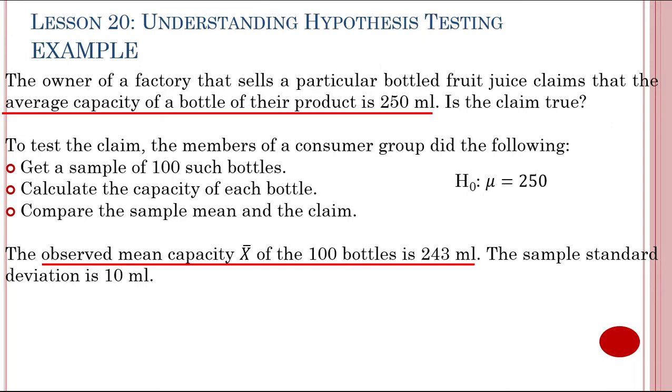So, ibig sabihin, ano nangyari? Mula sa 250, ang sukat lang daw nila ay 243. So, therefore, we can say that the alternative hypothesis, H sub 1, the mean is less than 250. Bakit less than 250? Kasi yung measurement nila rito ay 243. Nakuha ba? Okay, good.